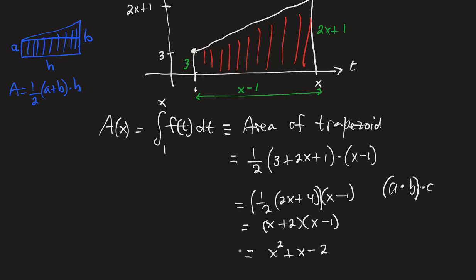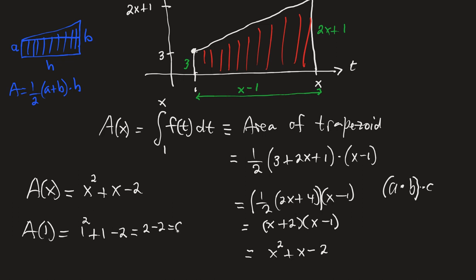So that's really interesting. What this says is, let me write it over here. We have our area function, and we end up with this quadratic. So I can use this function to evaluate or determine the area for different values of x. Look at what would happen if x is equal to 1, right? If I plug 1 in, I'm going to have 1 squared plus 1 minus 2. That's 2 minus 2, so that's 0.